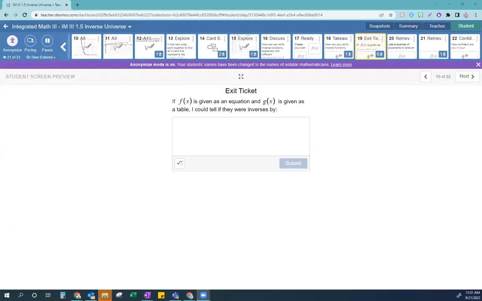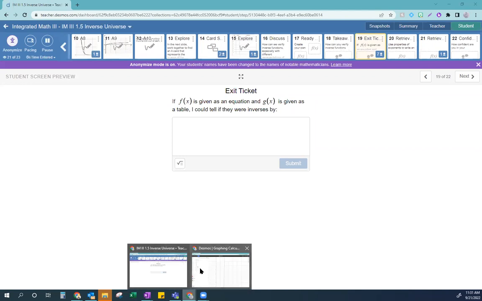All right, so I got a couple of answers. Someone said graph the table and the equation. That's a really good strategy, because then you would see if they were mirrored. Now that you know how to graph a table on Desmos, that is definitely a strategy. Someone else said inverse the table and check the graph. Ooh, I like that. So you swap the values, and then you check that on the graph. That's good. Someone said graph them both in Desmos. That's really strong. I agree.